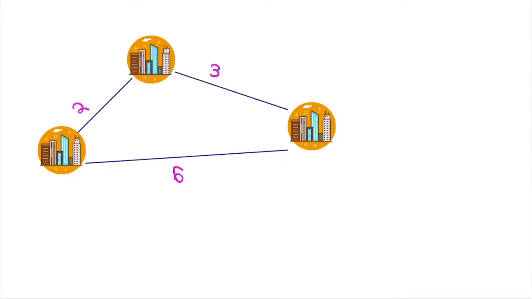Well, in this example, there are 3 cities and 3 possible roads to build, each with cost 2, 3, and 6. So that means that we need to build at least 2 roads to connect all 3 cities. The question is, which 2 roads will we pick to give us the smallest cost? Well, clearly, we will choose these 2 roads to build, because they have the minimum cost of 5.